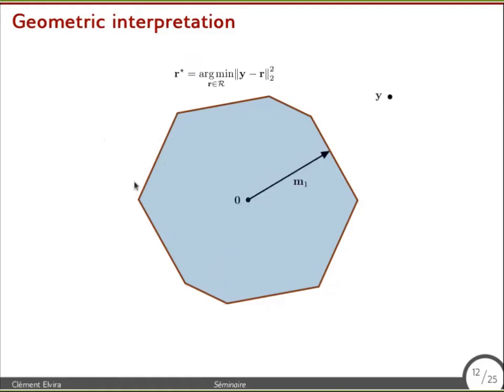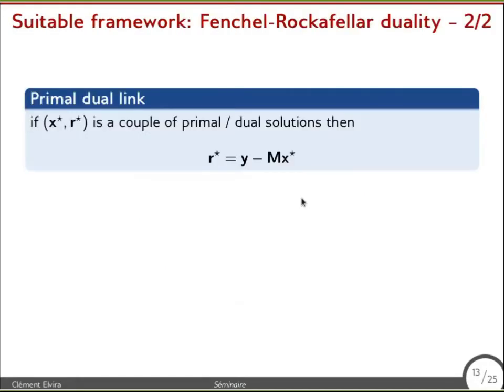Now, if I come back to the dual optimization problem, remember I have transformed it into a minimization problem. In fact, as you can see, the equivalent dual optimization problem corresponds to finding the orthogonal projection of my observation y onto the dual polytope. Here it corresponds to identifying a face of the polytope and projecting y onto that face. Here it was the face generated by M1, the first column, but it can be something different. So this was for the geometric interpretation.